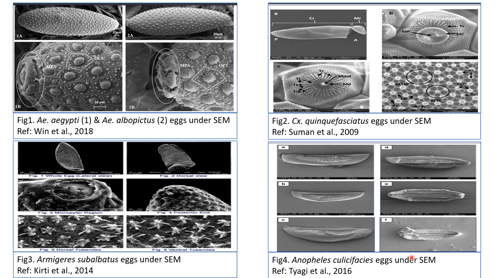So overall, these works and other similar works on egg morphology and morphometrics infer that these characters can be used as an identifying key for genus, species, and even sibling species identification.